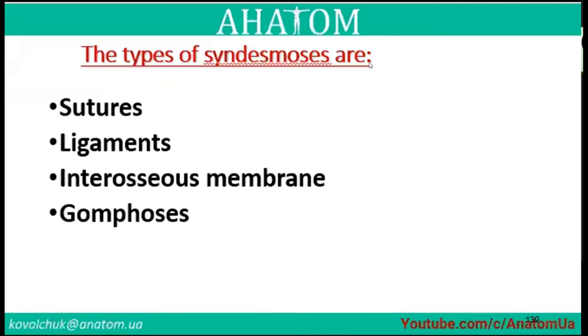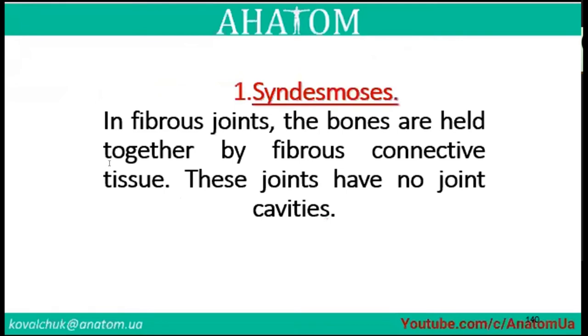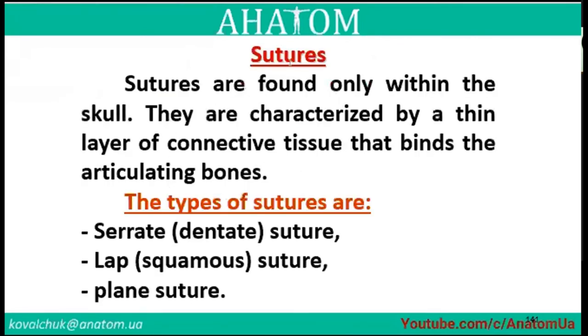The types of syndesmosis are sutures, ligaments, interosseous membrane, and gomphosis. Syndesmosis is a fibrous joint, or connective tissue joint. In a fibrous joint, the bones are held together by fibrous connective tissue. These joints have no joint cavity. Sutures are found only within the skull. They are characterized by a thin layer of connective tissue that binds the articulated bones.